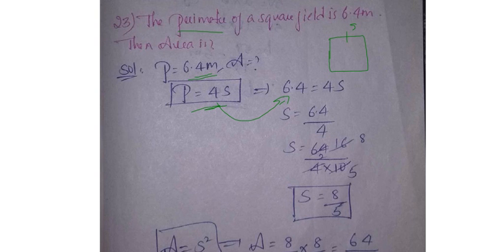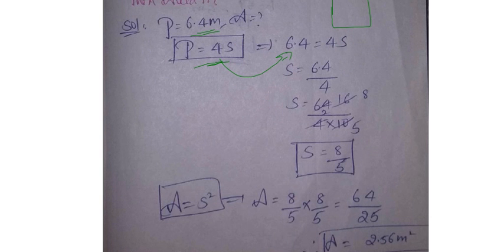Now if I remove this decimal, what will become? 64 by 4 into 10, because after the point 1 digit is there, so we should write 10. If you do cancellation, we will get the side as 8 by 5. Now I got S as 8 by 5. They are asking the area of the square.